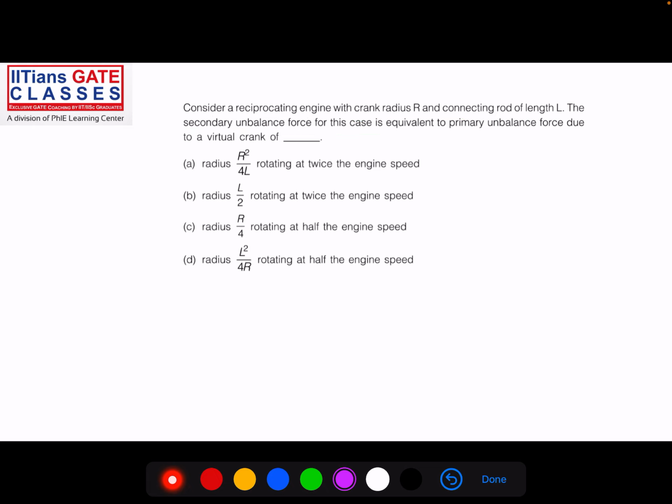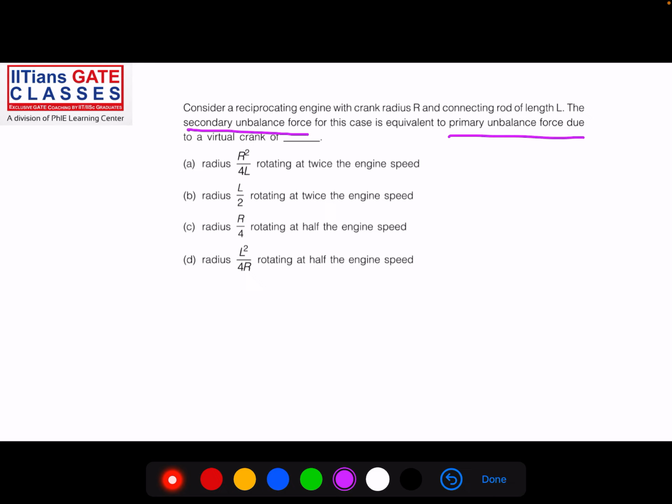So it is being asked, if the secondary unbalanced force is equal to the primary unbalanced force, what will be the radius and speed of the engine, considering a virtual crank? Virtual crank means imaginary crank. Suppose the secondary unbalanced force has to be equal to the primary unbalanced force.